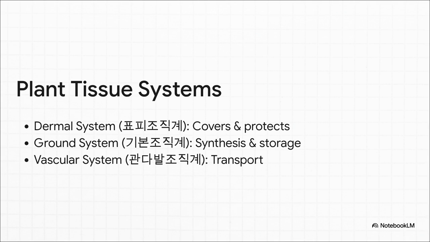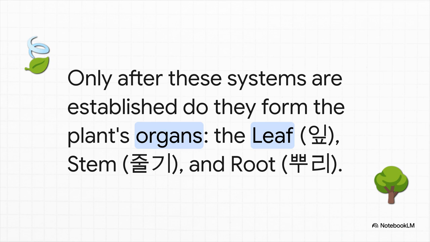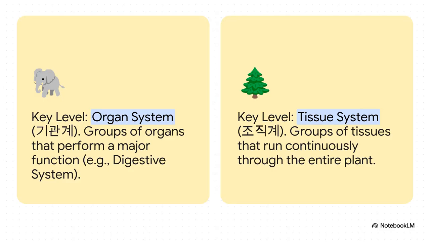And the key is, these systems run from the very tip of the root to the very edge of the highest leaf. They're continuous. It's only after these big, continuous systems are in place that they come together to form the distinct organs we all know and love: the leaf, the stem, and the root. So every organ, a leaf, for example, is actually a place where all 3 of those tissue systems come together to do a job.